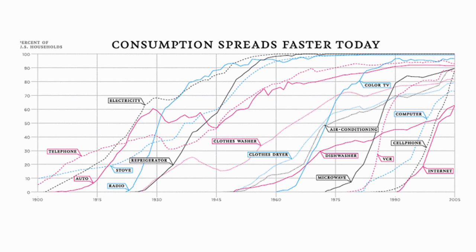And it's not as fast as you think it was. Look at the automobile. Look at electricity. Look at the stove. The stove actually came at about the same rate as the telephone. A little bit slower, but very similar in shape. The refrigerator was faster. So it's not a matter of how important you think the technology is today.